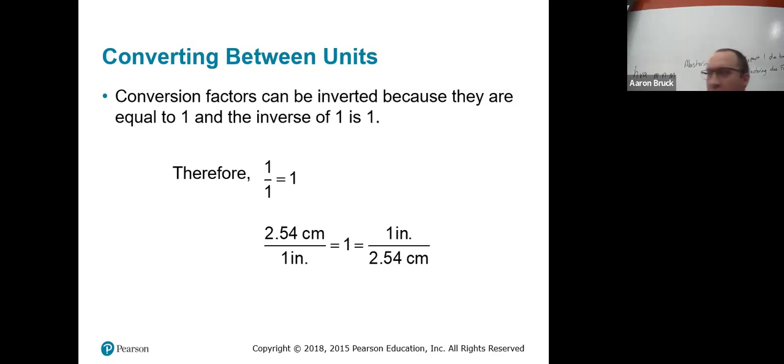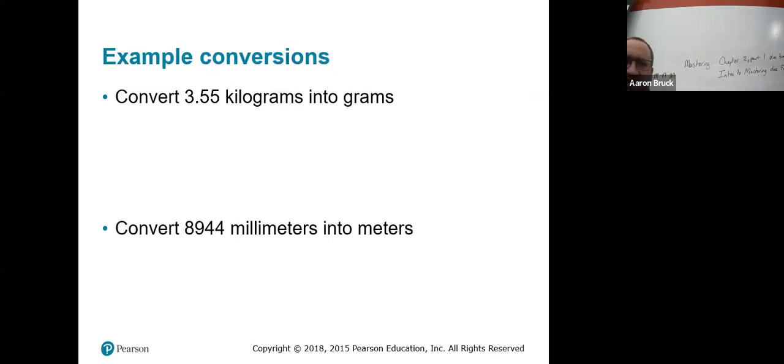So what order we put these in ultimately does not matter so long as it serves the ultimate goal. And the ultimate goal is to cancel out the units that I don't like and leave behind the units that I do. Let's take a look at some examples here.